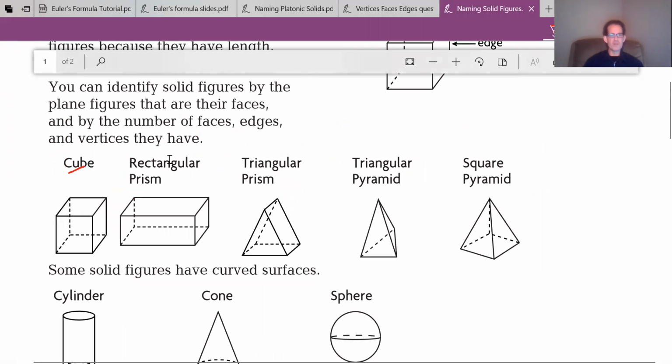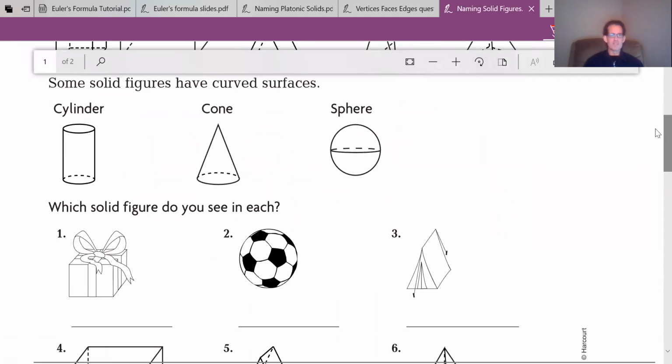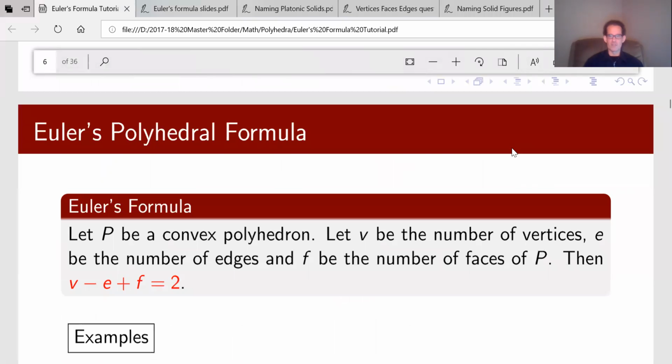Again, when you see cube or rectangular prism, I want you to use this term, hexahedron. Okay? When you see triangular pyramid, I don't want you to use that. I want you to use the phrase tetrahedron. That's more in the classical sense. Hexahedron, tetrahedron. And for the prism, triangular prism, that's fine. Sphere, cone, cylinder, it's fine.